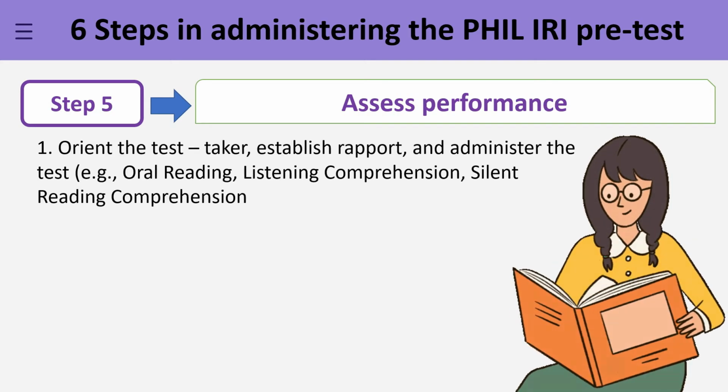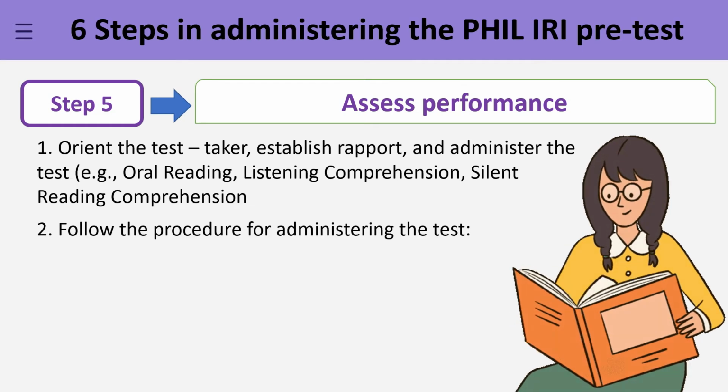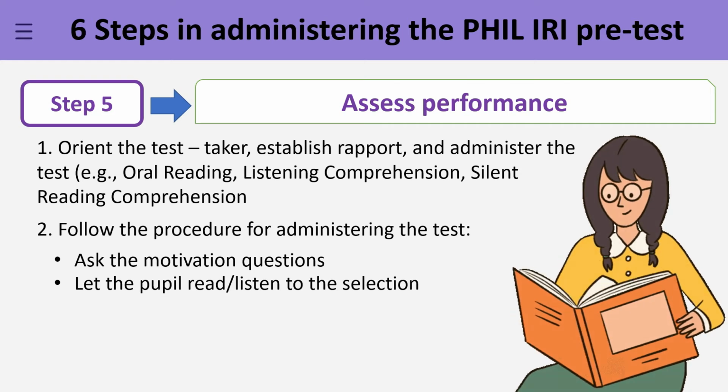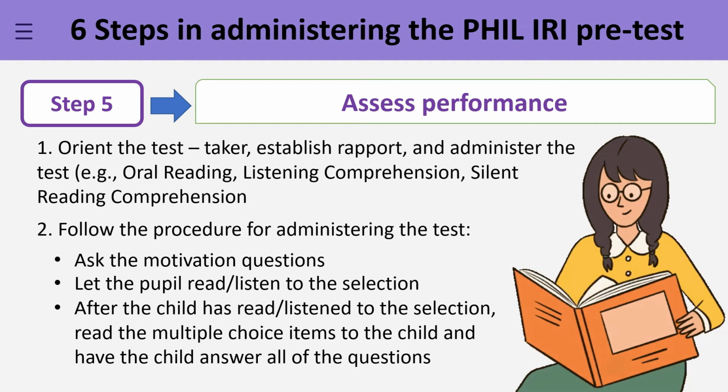Step 5. Assess performance. Orient the test taker, establish rapport, and administer the test. For example, oral reading, listening comprehension, silent reading comprehension. Follow the procedure for administering the test. Ask the motivation questions. Let the pupil read or listen to the selection. After the child has read or listened to the selection, read the multiple choice items to the child and have the child answer all the questions.